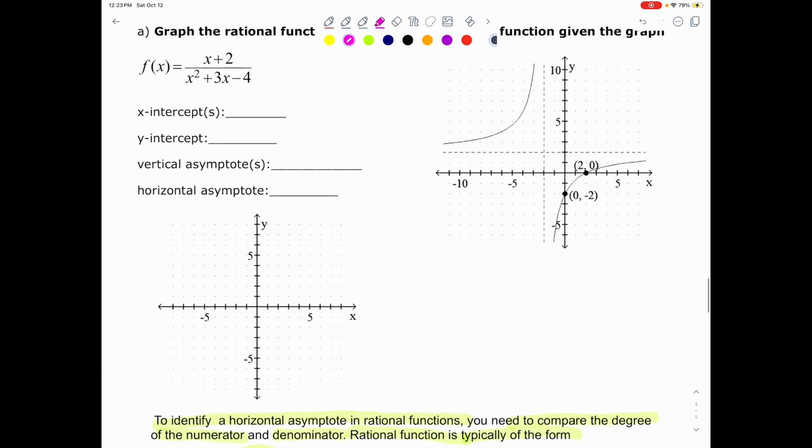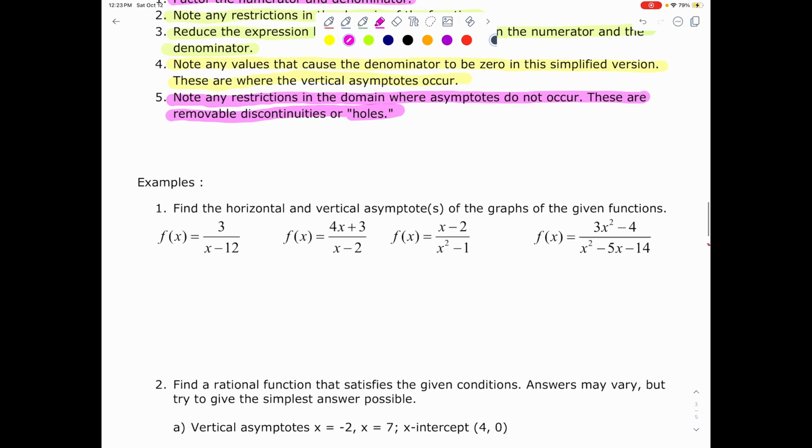Let's go back to the examples. Find the horizontal and vertical asymptotes of the graphs of the given functions. So first one, f of x equals 3 over x minus 12. First, let's find the vertical asymptote. As you see, there is no factorization that can be done, so we're going to proceed. There are no common factors between the numerator and the denominator, so we cannot reduce the expression.